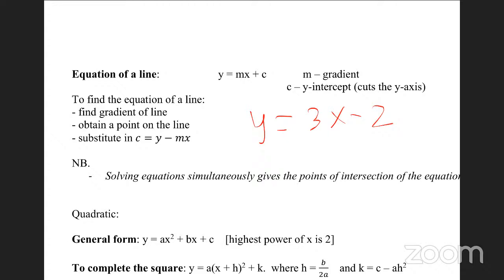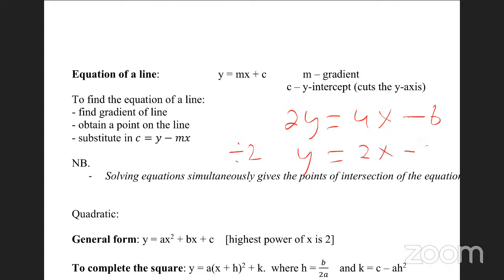Suppose on the other hand, I gave you something like this. 2y is equal to 4x minus 6. What's the gradient? You have to divide by 2 first, because the value in front of y must be what? Must be 1, right? So divide by 2 and you'll get y equals 2x minus 3. So it means that the gradient is 2.